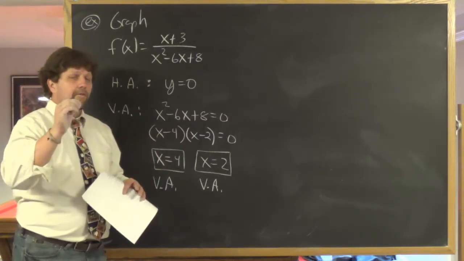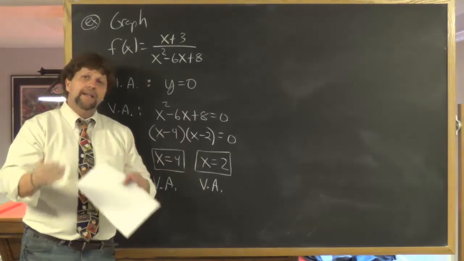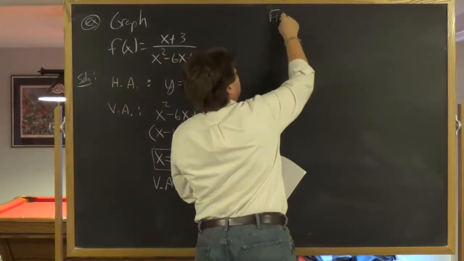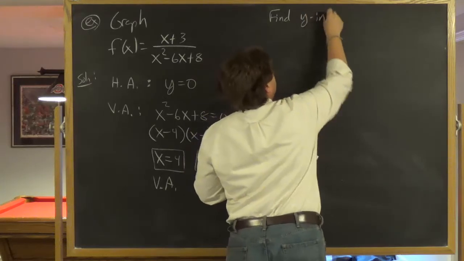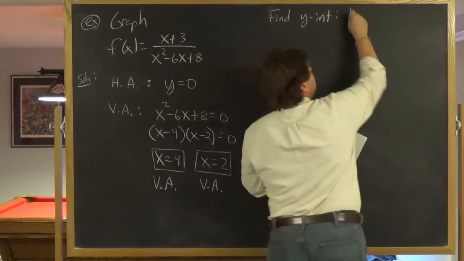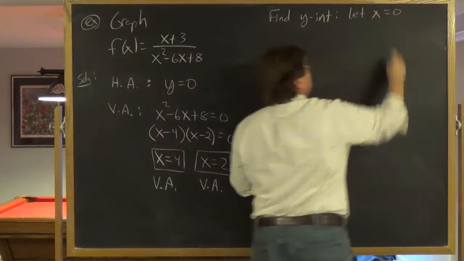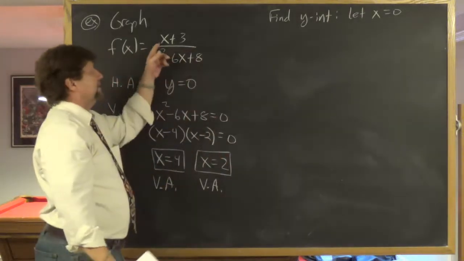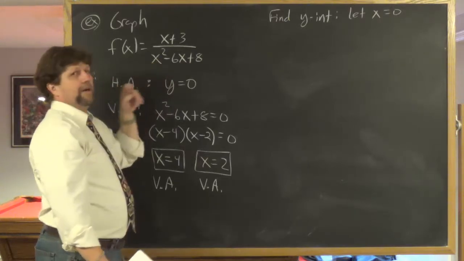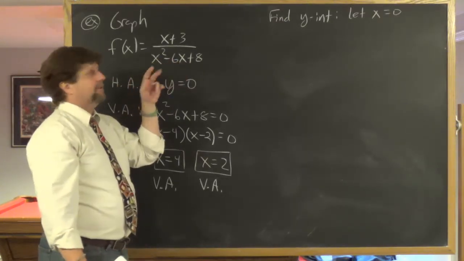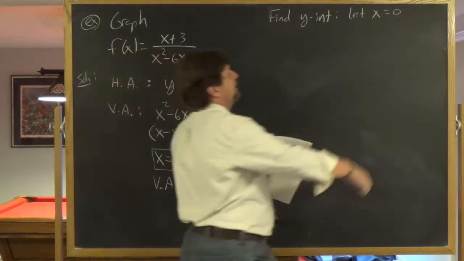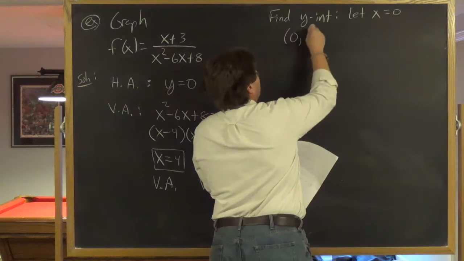Let's try to do one more thing and let's find the intercepts. So let me come up here and let's find the y-intercept. So remember, to find the y-intercept, you're going to let x equal 0. So you put 0 in for the x's. And you get 0 plus 3, that's 3. 0 squared is 0. 6 times 0 is 0. 0 minus 0 plus 8 is 8.